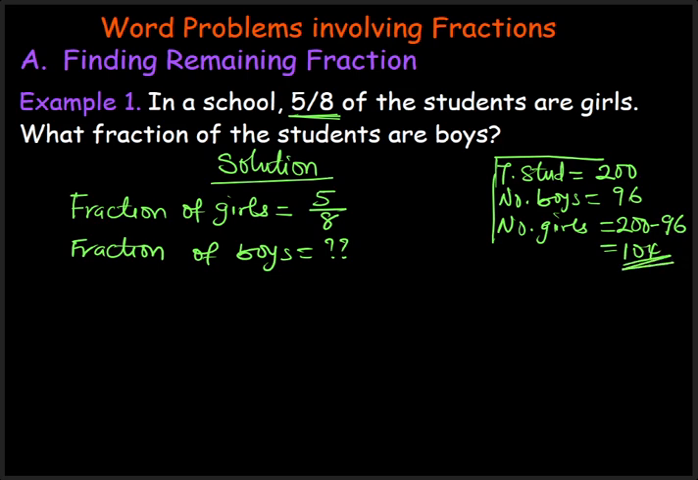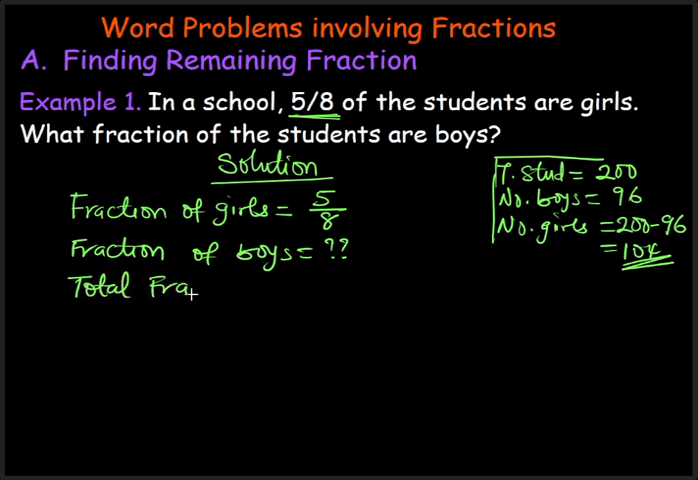So that is, we are dealing with the normal number system, finding the remaining number. That's the same principle that comes here. Fraction of girls has been given. You are to find the fraction of boys. But there's something that we need to get the fraction of boys. What we need is total fraction.